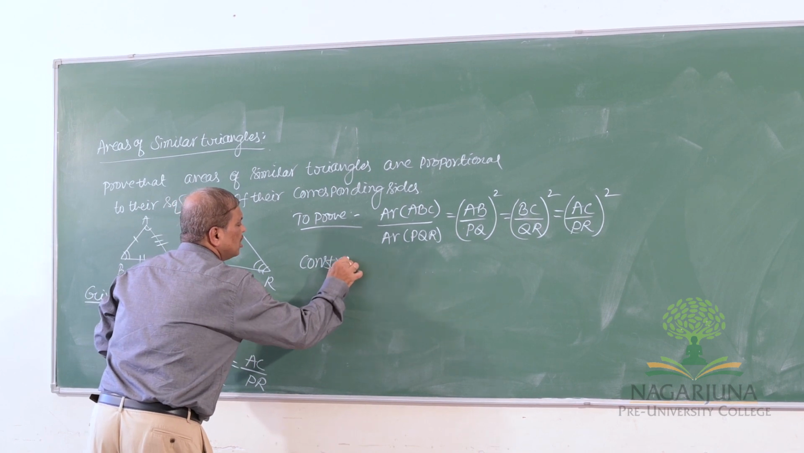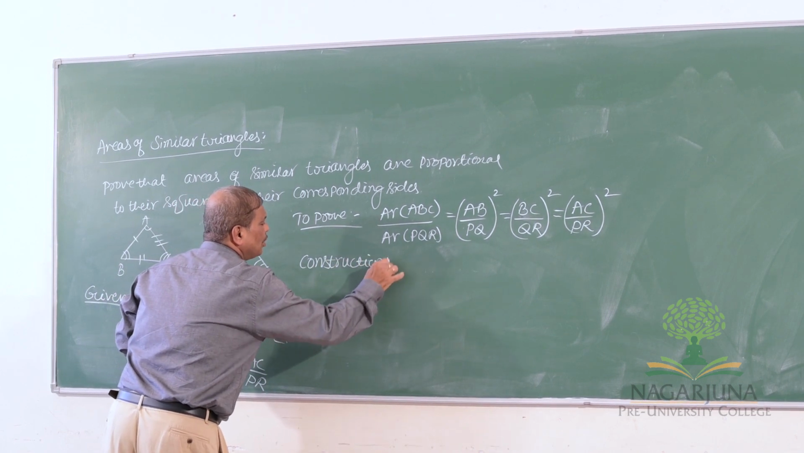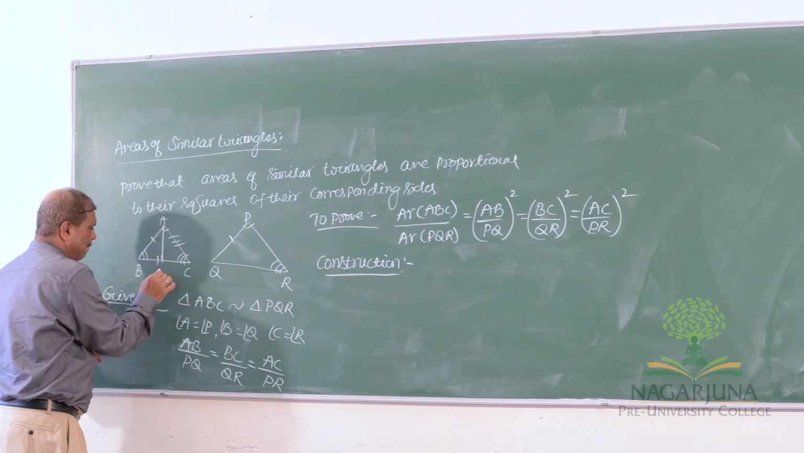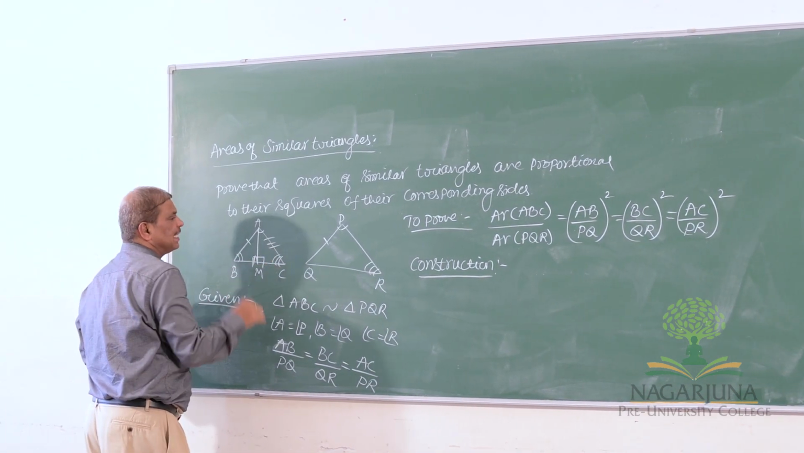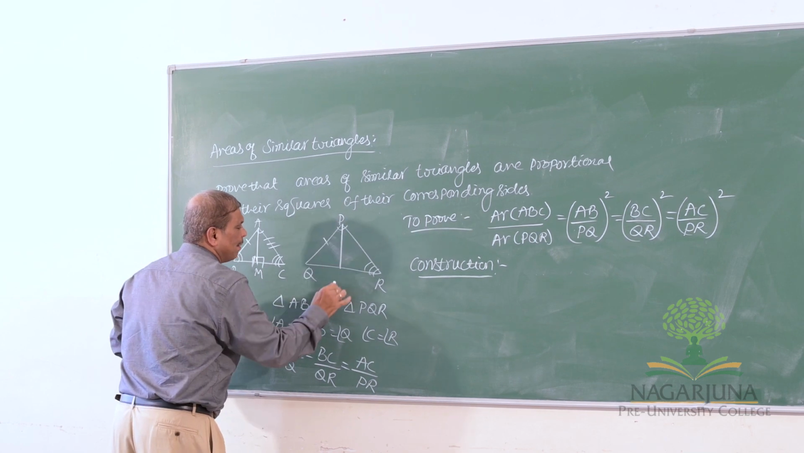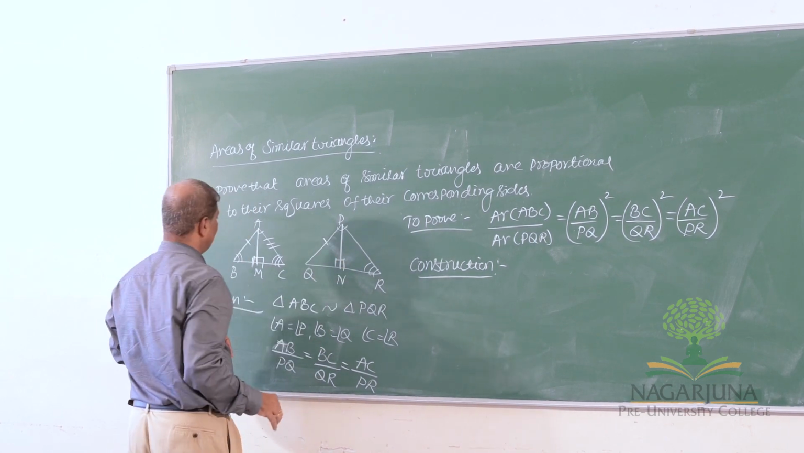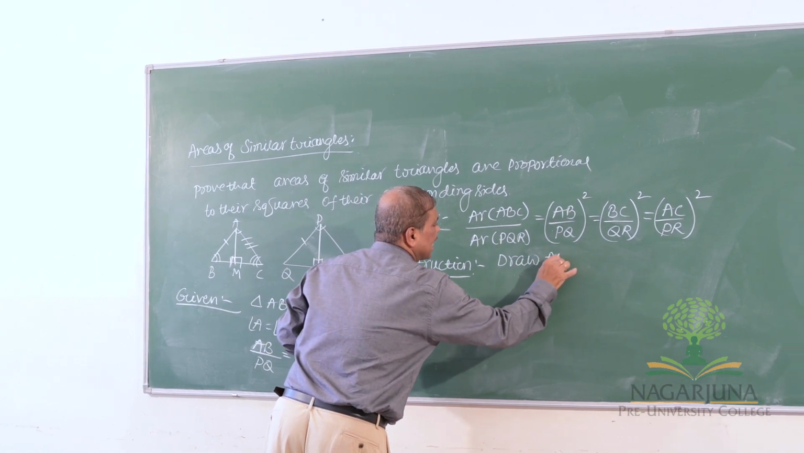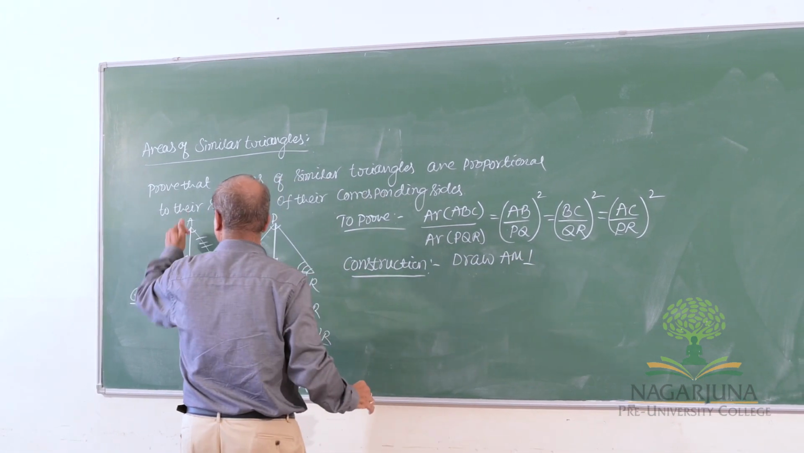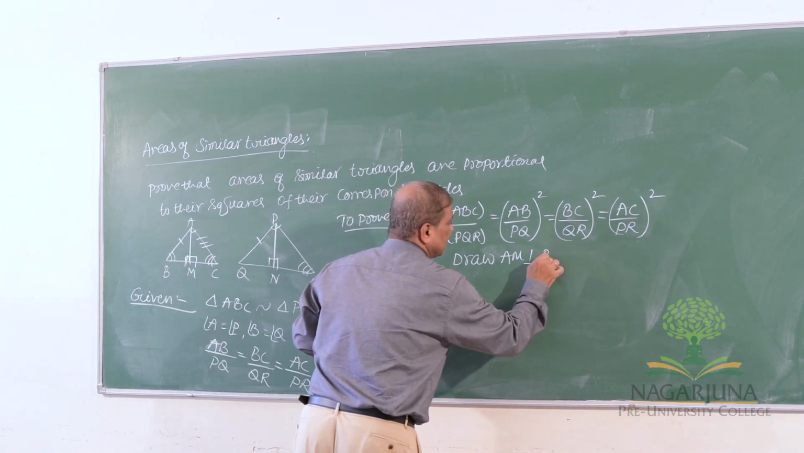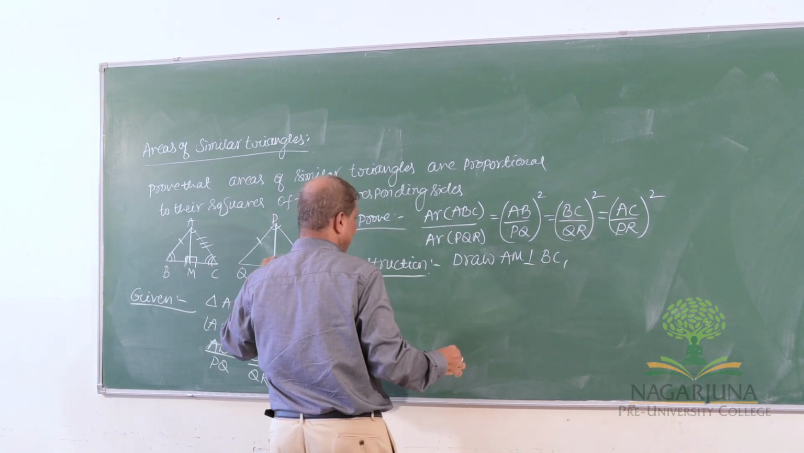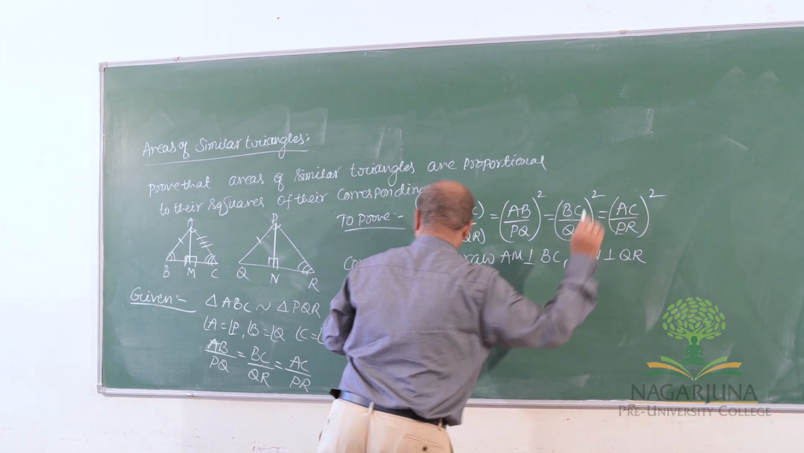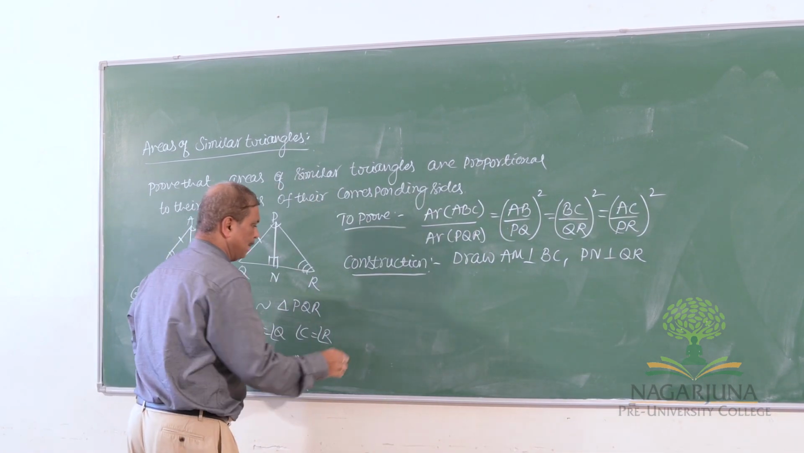So construction is very easy. What to do here for the next step? Draw AM perpendicular to BC, PN perpendicular to QR. Now the construction part: draw AM perpendicular to BC, that vertical one. Next, PN perpendicular to QR. So this is the construction.